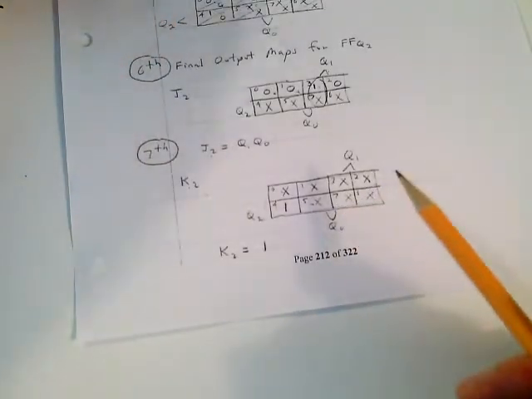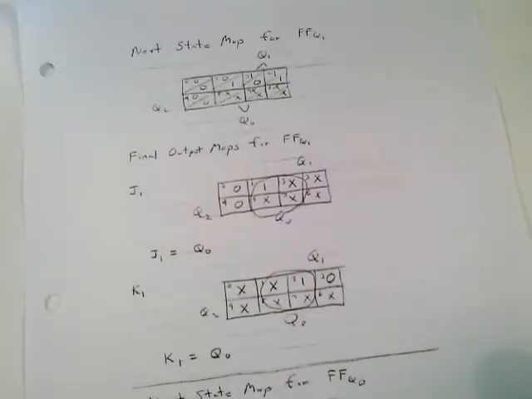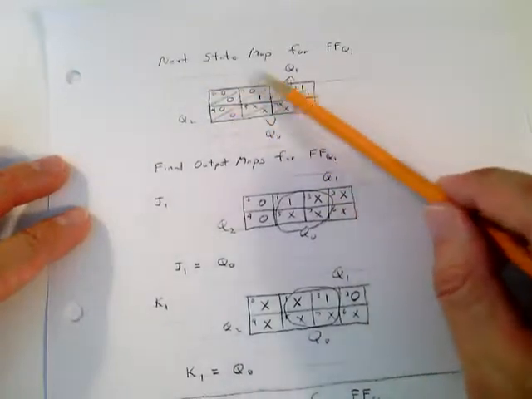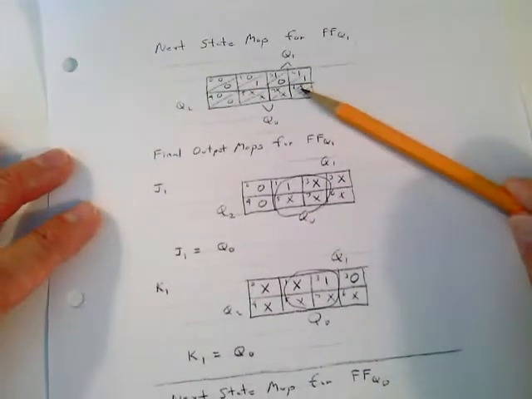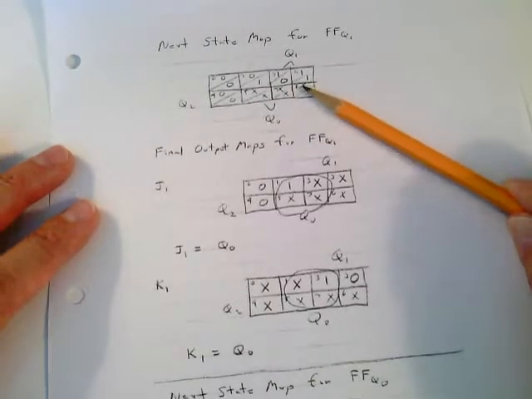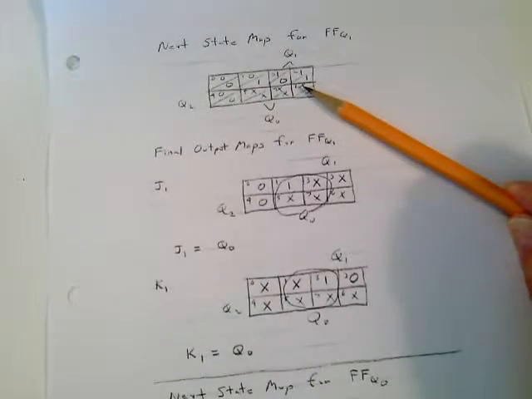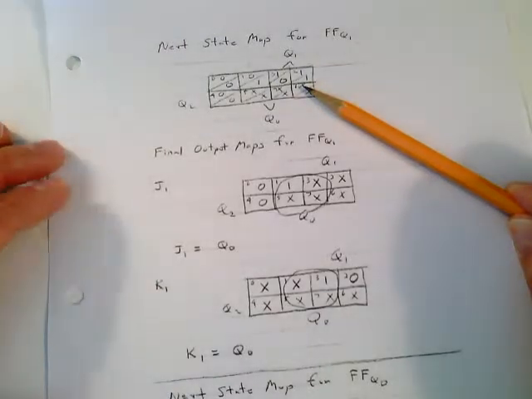Now what you do here is you look at page 213, and on page 213, all you have to do is take your time and do the next state map for the Q1 flip-flop. Again, you get this next state map from your present state to next state table.